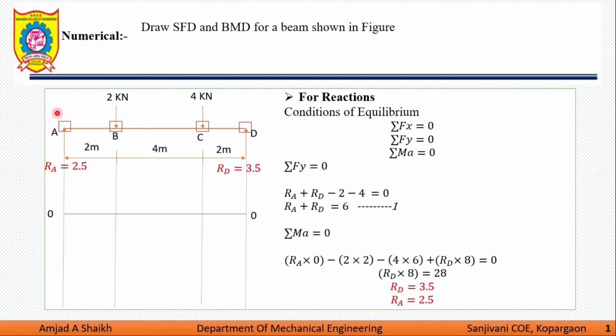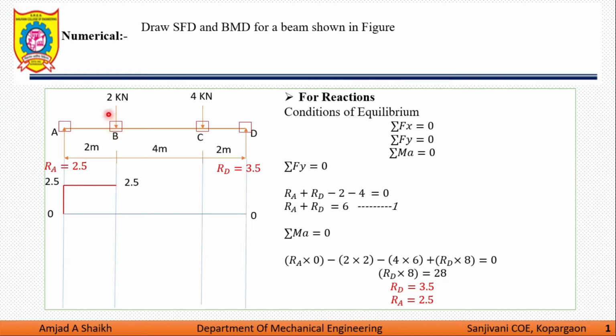As we are moving from left of A to right of A, there is an addition of force 2.5 kilonewton, which is upward in nature, so it is positive. After that, from right of A to left of B, no load condition is there. Whenever no load condition is there, we get a constant shear force. So here is the constant shear force.